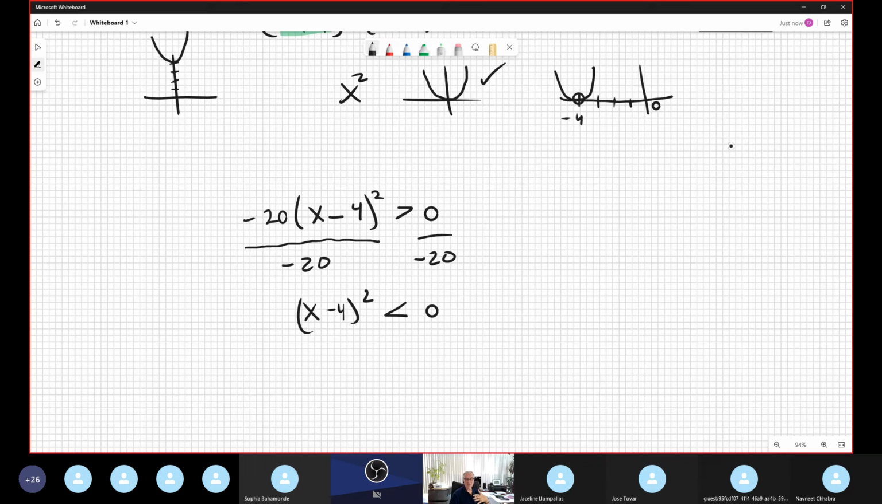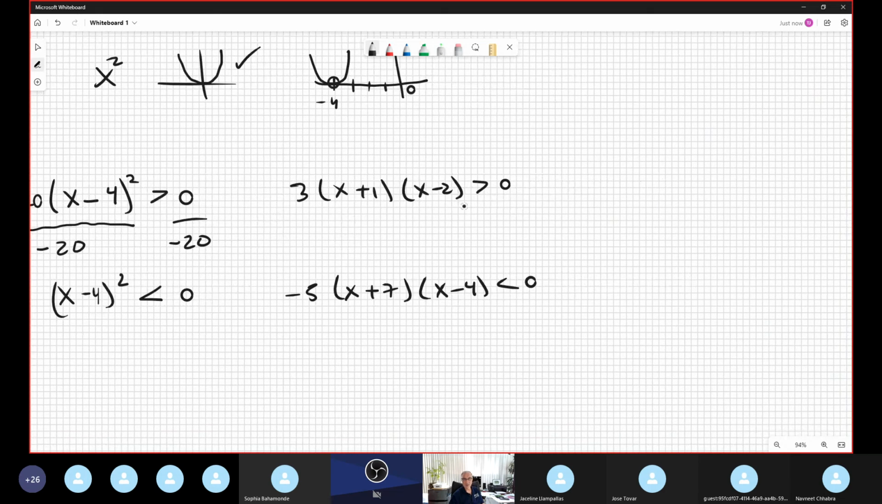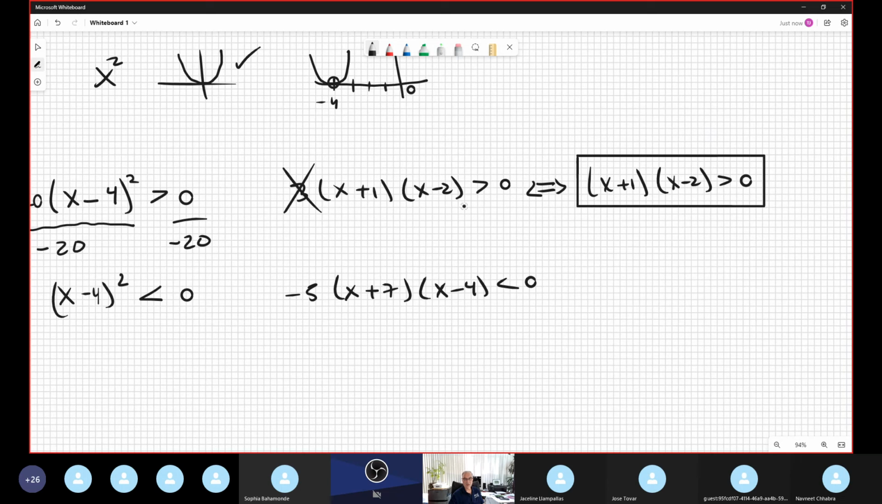So what is the rule? Let me explain the rule in 1 second. Suppose you have the inequality 3(x plus 1)(x minus 2) greater than 0. You have another case, minus 5(x plus 7)(x minus 4) less than 0. You see the first one is positive, so if the number is positive, I totally delete it. This is (x plus 1)(x minus 2) greater than 0, and you focus on the solution. In this case, the number is negative, so you delete it but you switch the sign. This is (x plus 7)(x minus 4) greater than 0, and we focus on solving this.